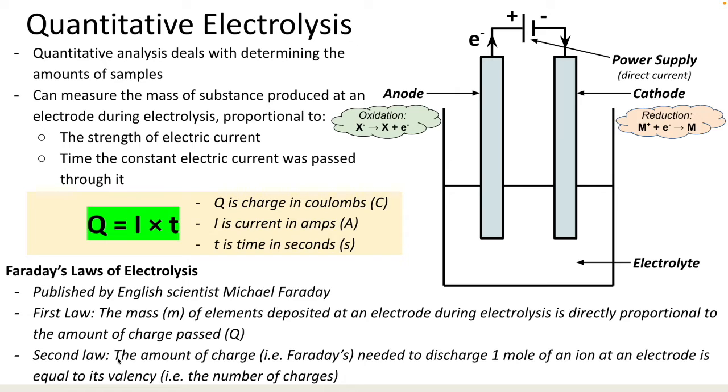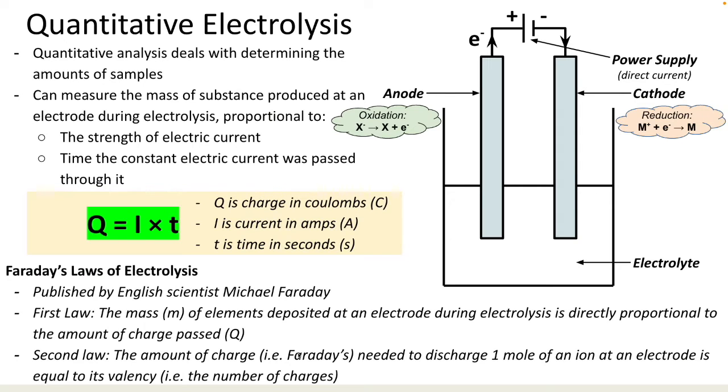And the second law, which we'll go into in depth a little bit later on, the amount of charge, which we call Faradays, we'll introduce that momentarily. So the amount of charge needed to discharge 1 mole of an ion at an electrode is equal to its valency. So therefore, how much charge? Is it a 2 plus? Is it a 3 minus? Is it a 1 plus? The valency of that species.